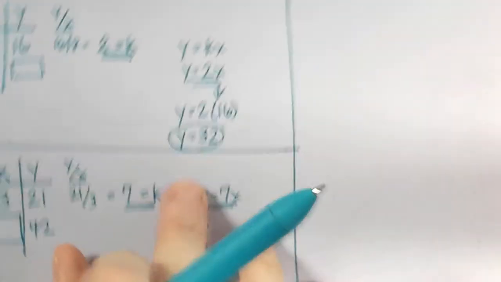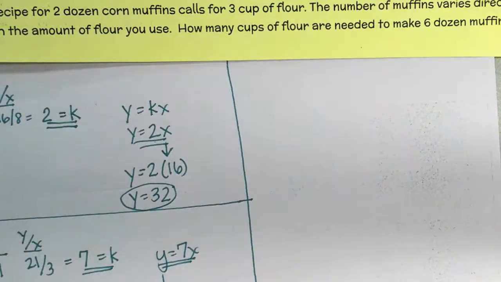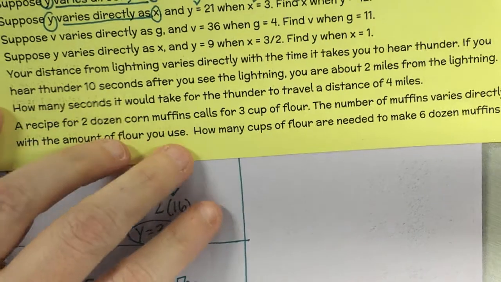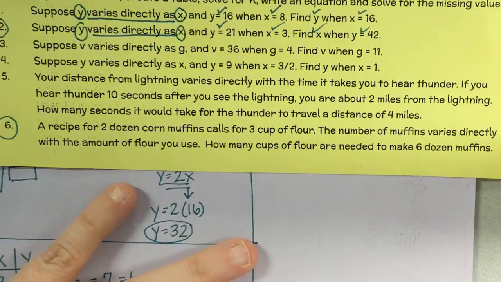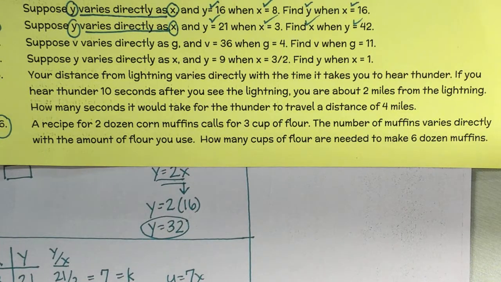Now, the last one I want to do with you is question number 6. Wow, okay, this has a lot going on. You know what it doesn't have? Any letters that we care about. It's got all kinds of words, but it doesn't give me x or y. It says a recipe for 2 dozen corn muffins calls for 3 cups of flour. The number of muffins varies directly with the amount of flour you use. How many cups of flour are needed to make 6 dozen muffins?